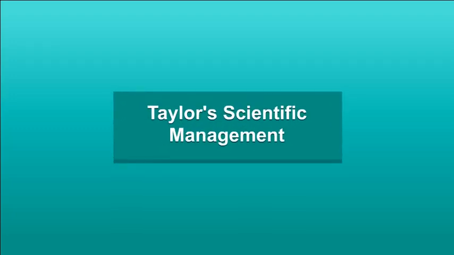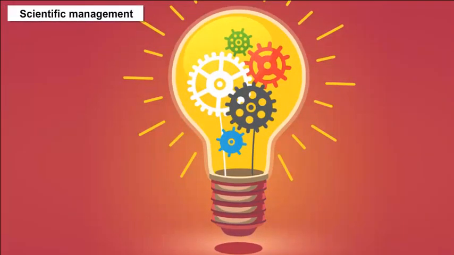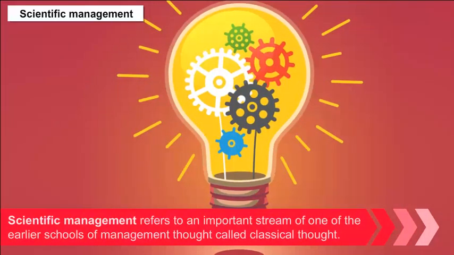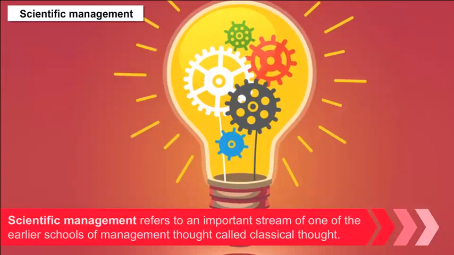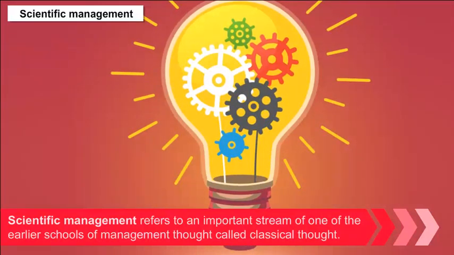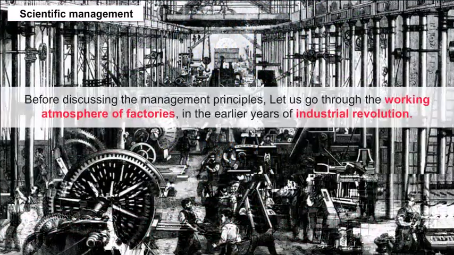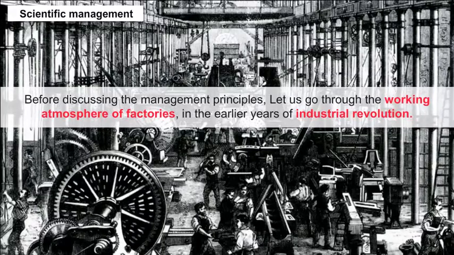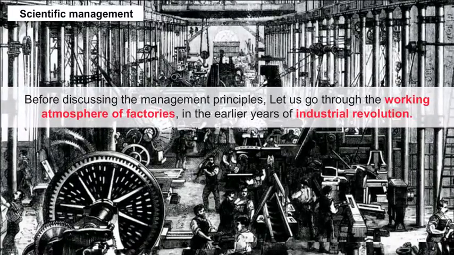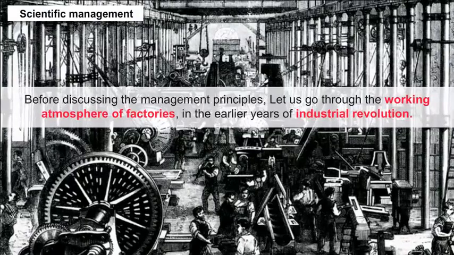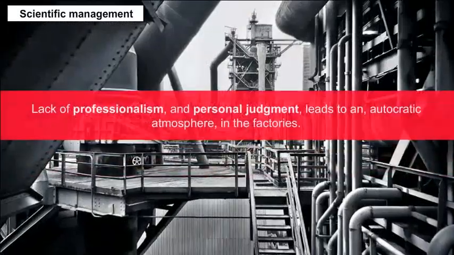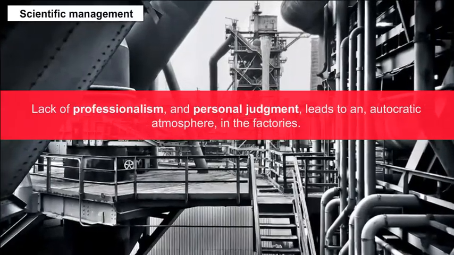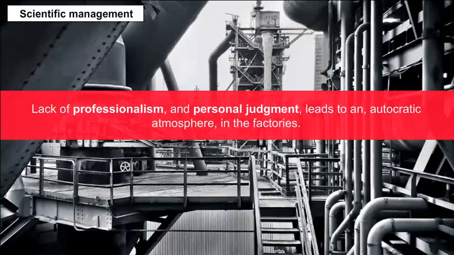Taylor's scientific management. Scientific management refers to an important stream of one of the earlier schools of management thought, called classical thought. Before discussing the management principles, let us go through the working atmosphere of factories in the earlier years of the industrial revolution. Lack of professionalism and personal judgment leads to an autocratic atmosphere in the factories.